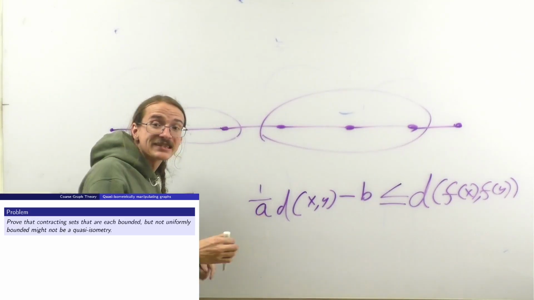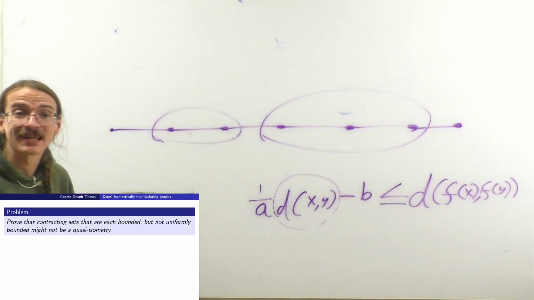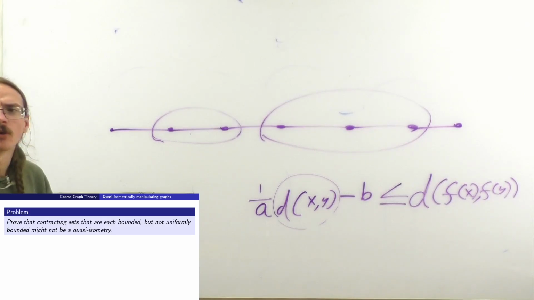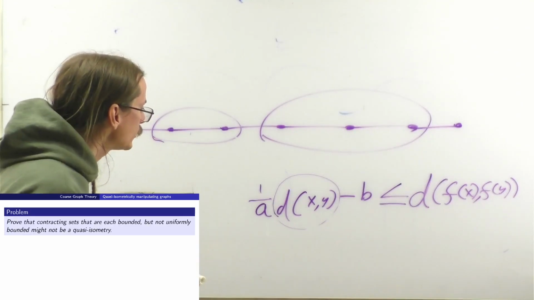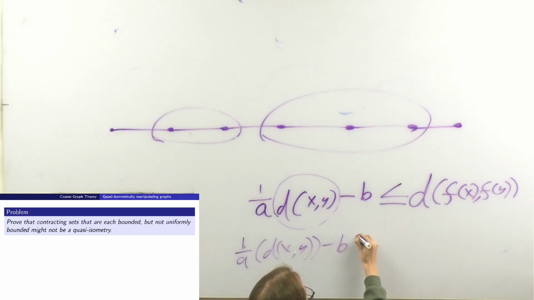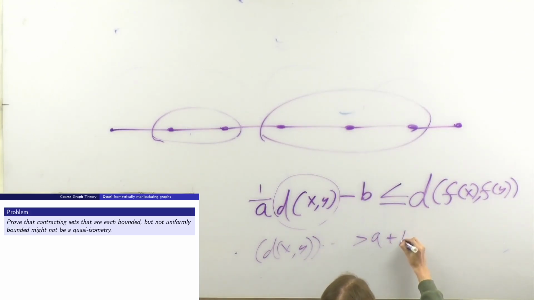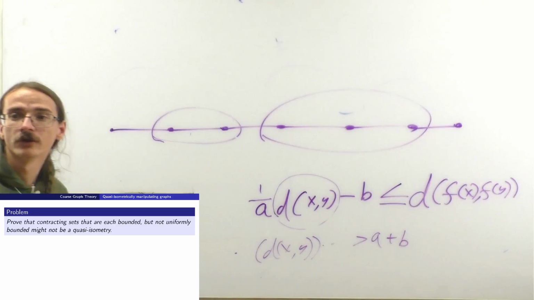But because these sets are not uniformly bounded, I can make this as big as I want. How big do I want it? Well, I probably want it big enough such that 1 over a times the distance from x to y minus b is greater than 1. Just doing a little bit of scratch work here. We're going to multiply both sides by a. So we get an a here. Then we're going to add a b to both sides. Hey, a plus b, that's kind of a familiar number we've seen before.